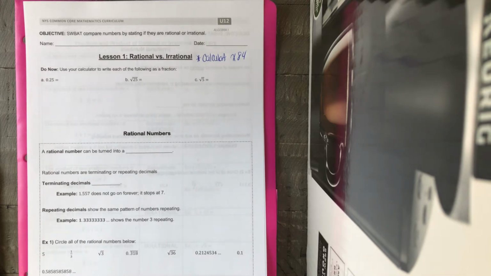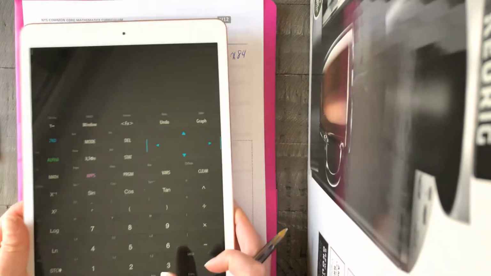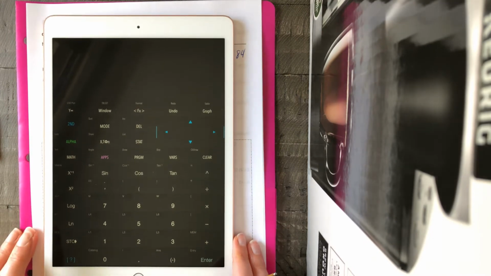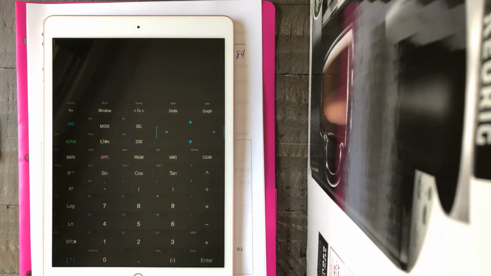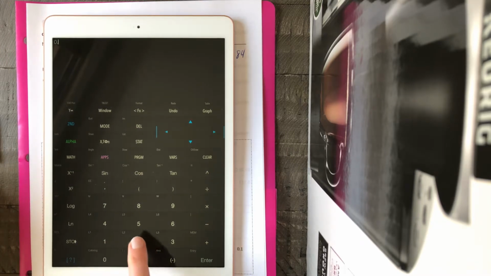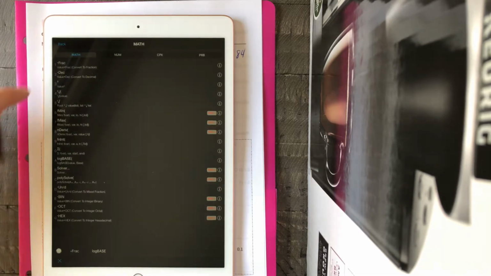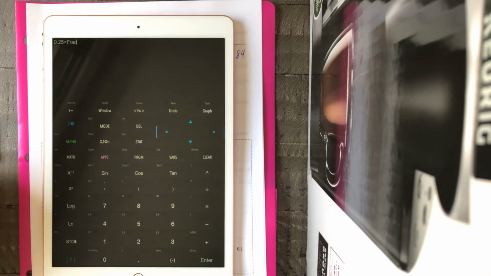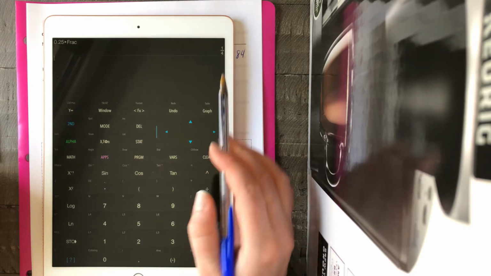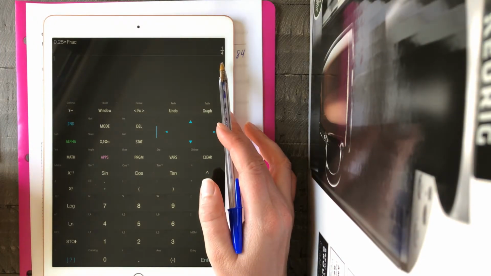Okay, so if we look at the do now, it says use your calculator to write each of the following as a fraction. 0.25 was the first decimal that we have to turn into a fraction. In school, we would have you type 0.25 into your calculator, and then press math and then fraction. This is something we've done so many times, so you guys know how to do that. Then you press enter, and it automatically makes it a simplified fraction for you.